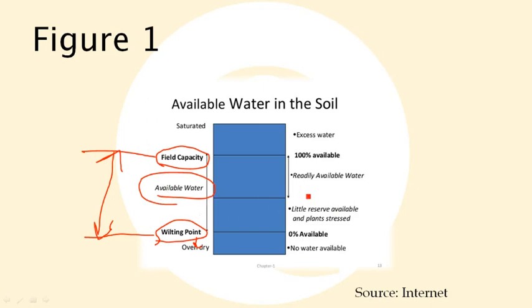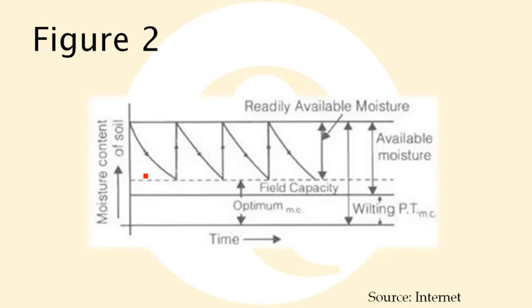And there is another term, readily available water. Here you can see readily available moisture. Relate it with the previous figure. This is the field capacity, this is the available moisture. Readily available moisture is the moisture that can be easily extracted by the plants.